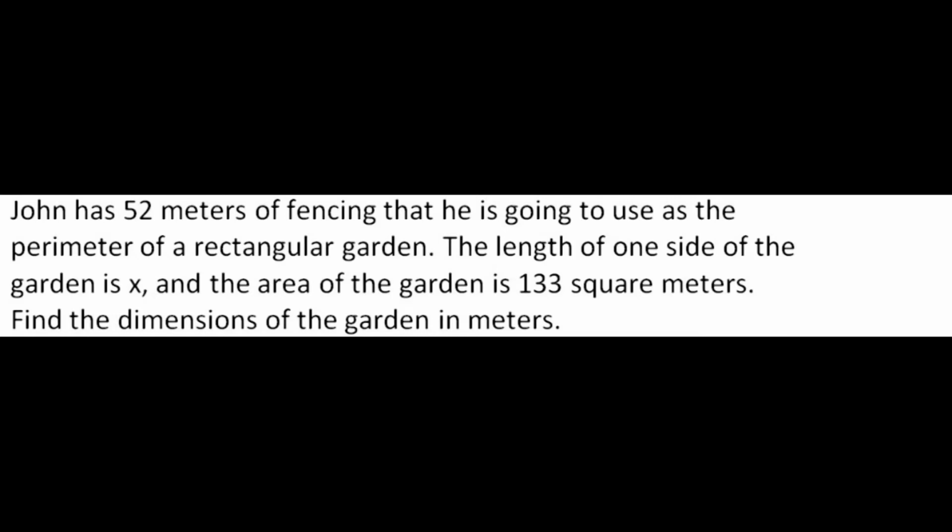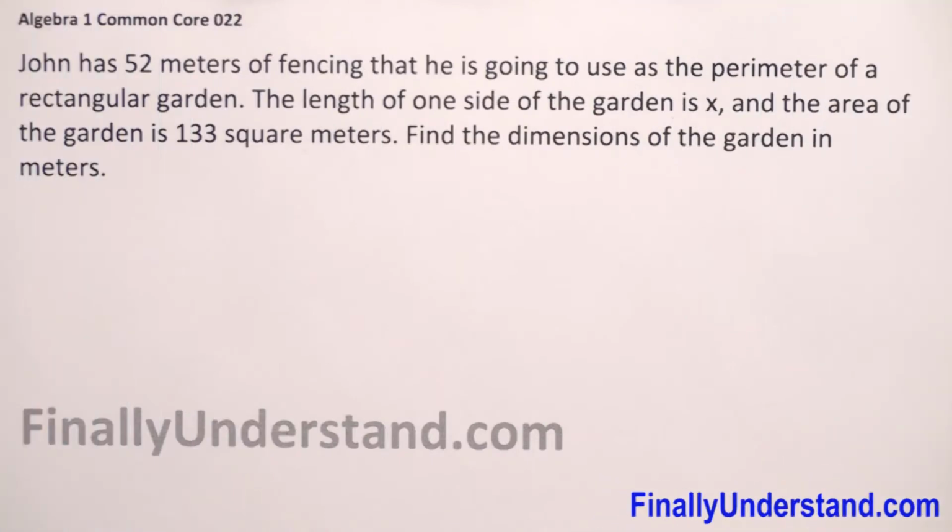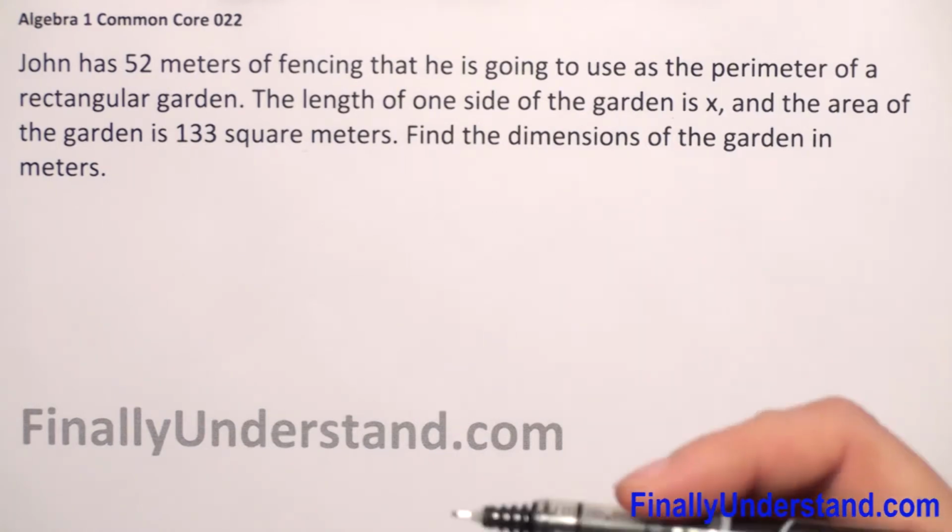John has 52 meters of fencing that he is going to use at the perimeter of a rectangular garden. The length of one side of the garden is x, and the area of the garden is 133 square meters. Find the dimensions of the garden in meters.